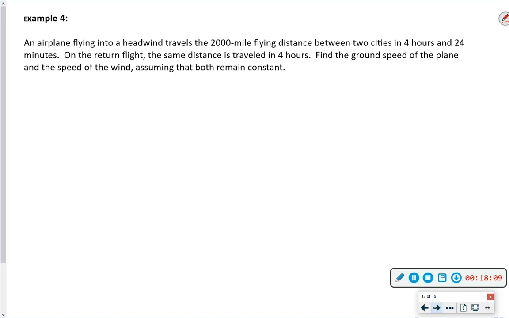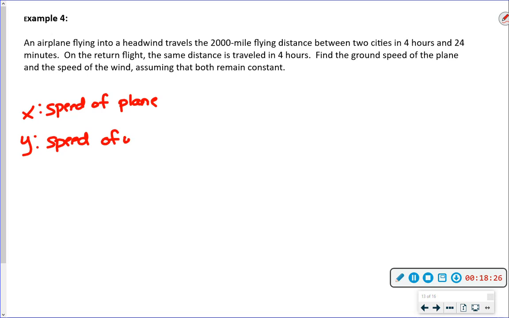Okay, I'm going to get fancy. I'm going to define my variables. I'm going to do the whole thing. I'm going to do x first and y. So they want to know the speed of the plane and the speed of the wind. So I'm going to let x be the speed of the plane and let y be the speed of the wind.